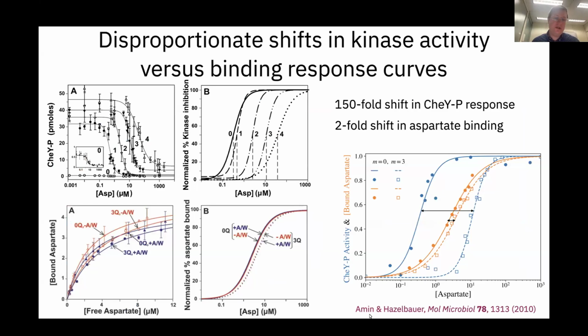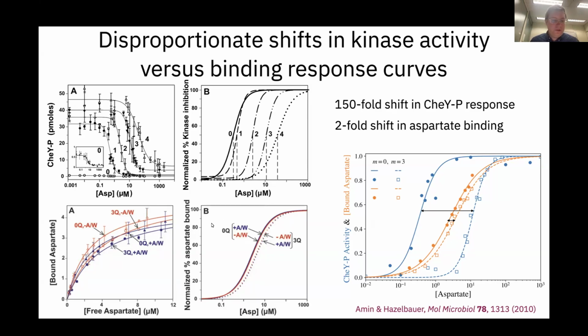Okay, so this was a measurement made in Jerry Hazelbauer's lab. And this top set of plots is showing basically an analogous measurement to what I showed you earlier. It's showing the CheY-P response as a function of the external ligand concentration. Again, this is the output of the signaling circuit as a function of the input concentration. And again, they've repeated this for mutants with fixed methylation, so you see the shift of the response across a wide range of concentrations. Now, they also measured the binding response curve. They measured the amount of bound ligand, again, as a function of the ambient or free ligand.